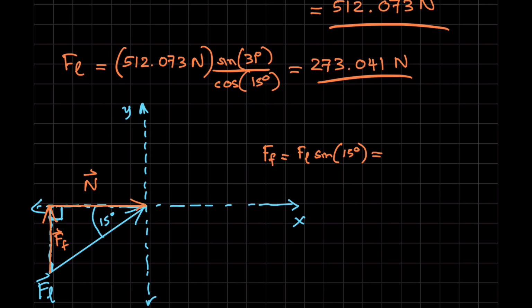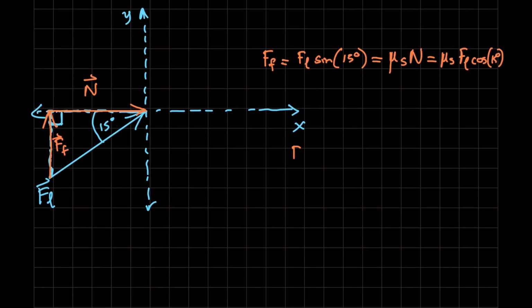We know the maximum static friction you can have is the coefficient of static friction times the normal force, right? That's the maximum value, so let's assume that's what you're going to get. So it's mu s, which is what we're trying to solve for, times the normal force. The normal force is the horizontal part, so that's FL cosine of 15 degrees. Let's write that down here.